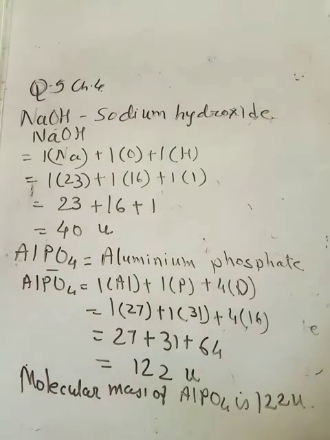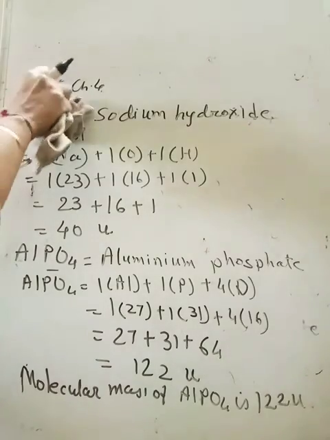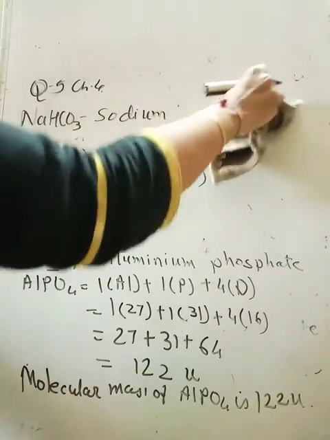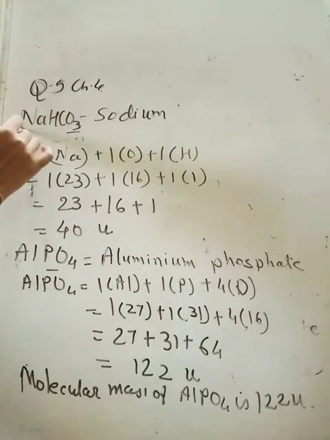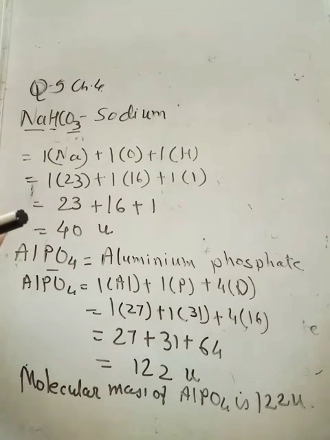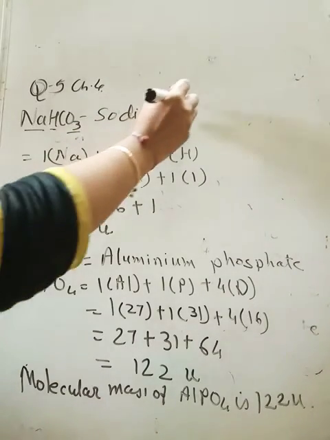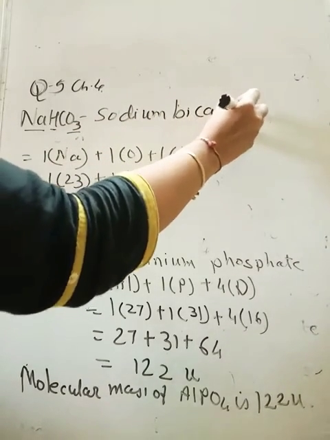Now the last one, it is NaHCO3. Children just understand, CO3 is the carbonate group. This is sodium. When the letter H comes in between, that is used as bi. Sodium bicarbonate. Potassium bicarbonate. If H comes in between the carbonate group and the element, so it is sodium bicarbonate.